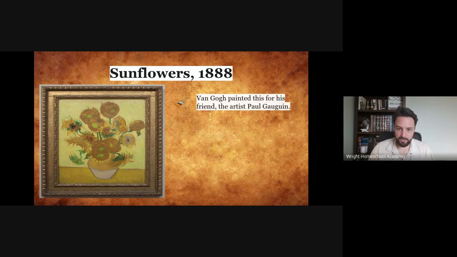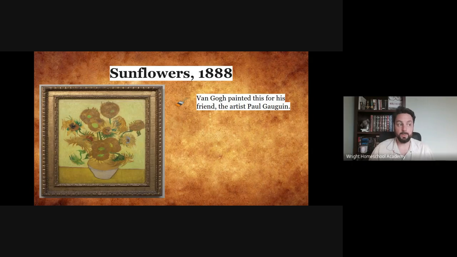Okay, here's Sunflowers from 1888. He painted this for his friend, the artist Paul Gauguin. So Van Gogh moved from Paris to Arles, and his dream was to begin an artist commune, basically a place where artists from all over could come and live and share the expenses of living together and focus all of their energy and time towards producing artwork. However, only Paul Gauguin answered the call and actually went south and stayed with Vincent in the house.